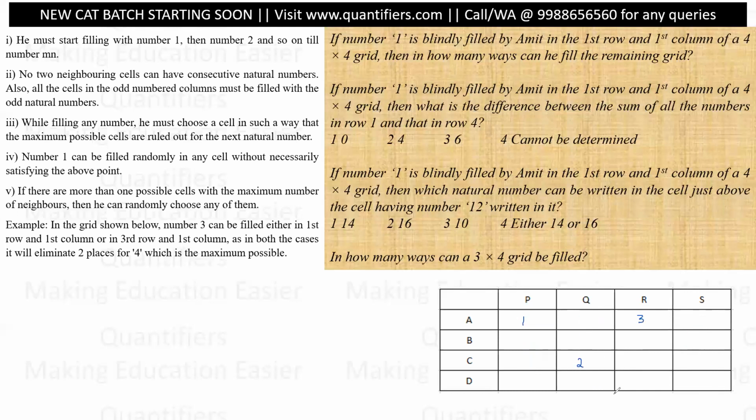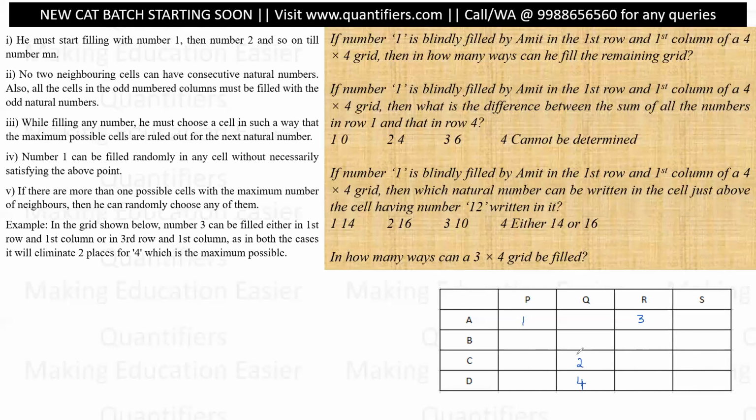Now let us think, if I fill 4 over here, then for 5, these places are eliminated. 4 places are eliminated. If I fill 4 over here, 3 places are eliminated. 4 over here, 2 places are eliminated. So I will fill 4 over here because it eliminates 4 possibilities for 5. All right. So 4 is filled over here.